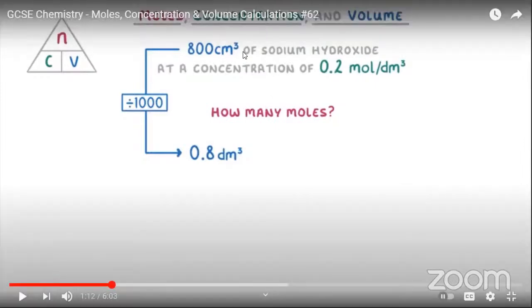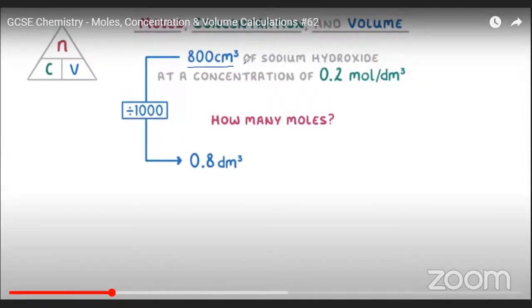So as you can see here, this is what I was talking about. Here in the question we have been given volume in centimeters cubed. But look at our concentration. Our concentration is always going to be moles per decimeters cubed. Now, mathematically, you can't start calculating or using numbers with different units, okay? So we have to convert our volume into decimeters cubed, and that we do by dividing by 1,000.